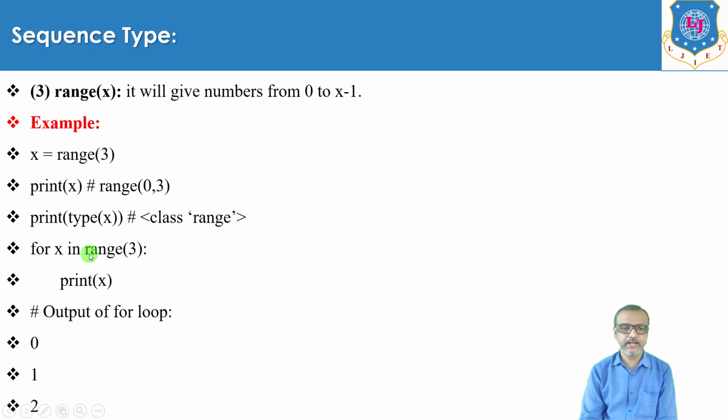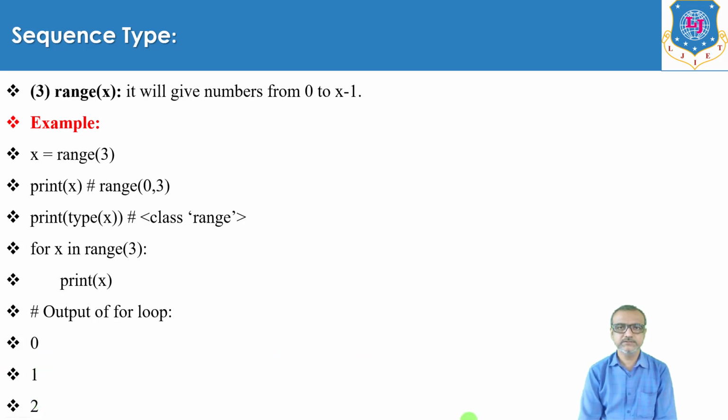Then after that, for x in range of 3, see here we have written the for loop. So what are the possible values of x in this case? That is, in range of 3 we have 0, 1, 2. So the possible values of x are 0, 1 and 2. So print of x will give us the output as the values of x, that is 0, 1 and 2. So the output of the for loop is 0, 1 and 2.